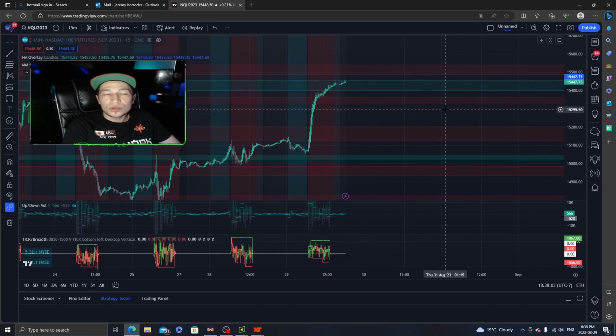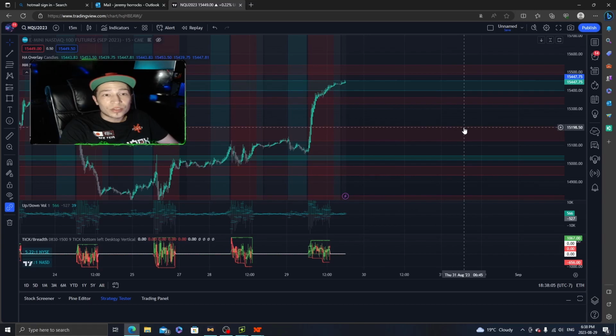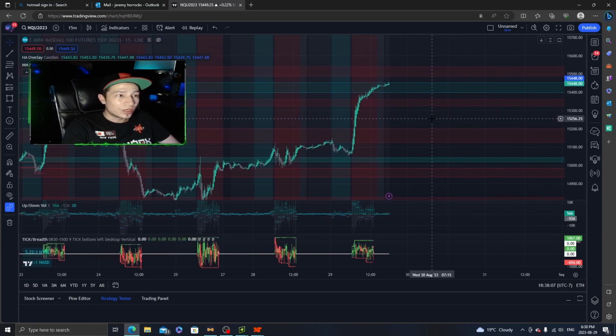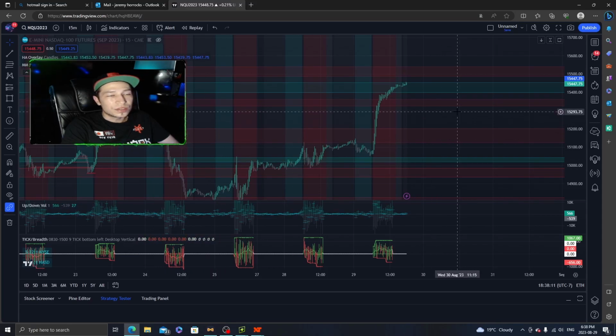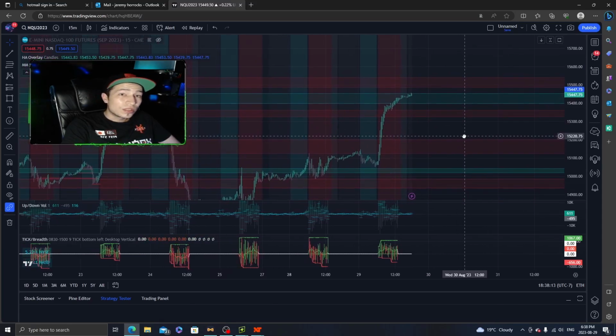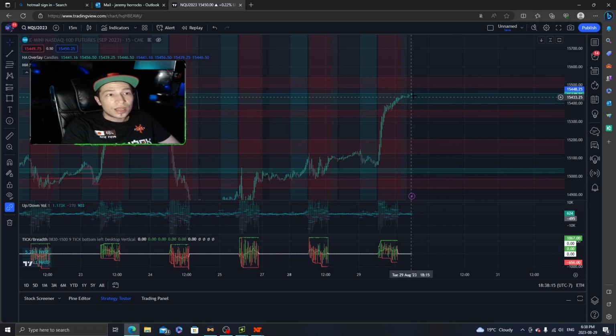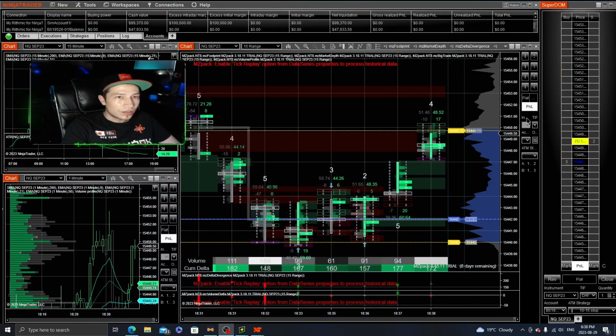So that's what we're doing: we're marking out these areas of interest or areas of liquidity, and you can see that by how price is interacting with these zones. We're marking those out, and then we're watching how price interacts with them. So I will show you right here on the footprint chart.